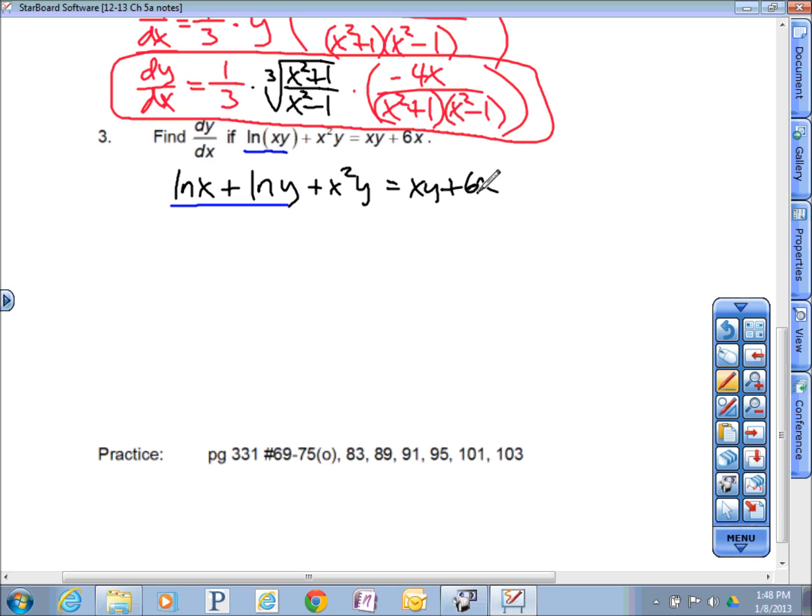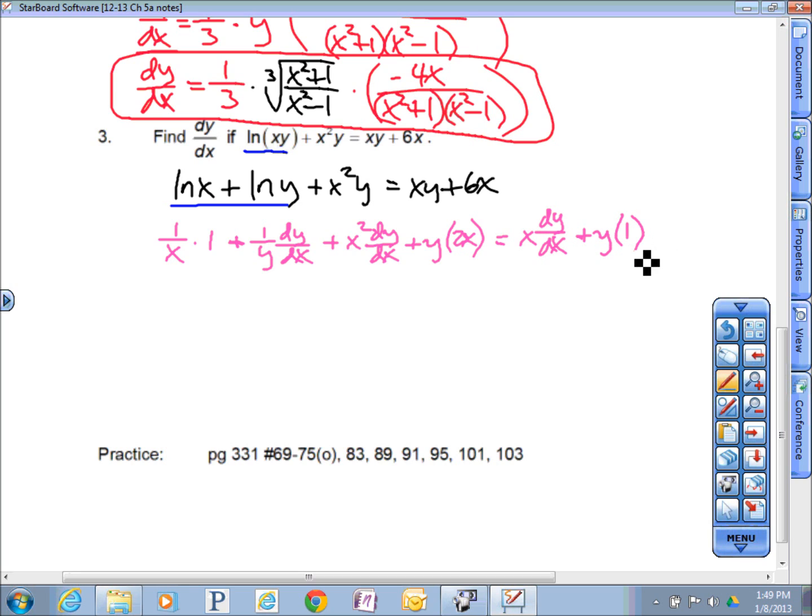So my derivative, let's use a different color. Derivative of natural log of x would be 1 over x multiplied by a 1. Plus derivative of natural log of y. Now this is defined implicitly, so 1 over y times dy over dx. Plus derivative of x squared y, that's going to be a product rule. X squared times dy over dx, plus y being multiplied by the derivative of x squared, which would be 2x. Equals xy, there's another product rule, x dy over dx, plus y times the derivative of x, which is 1.